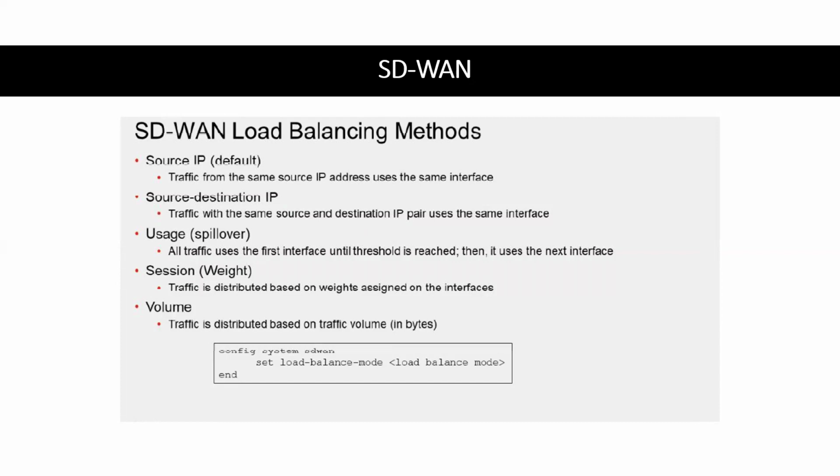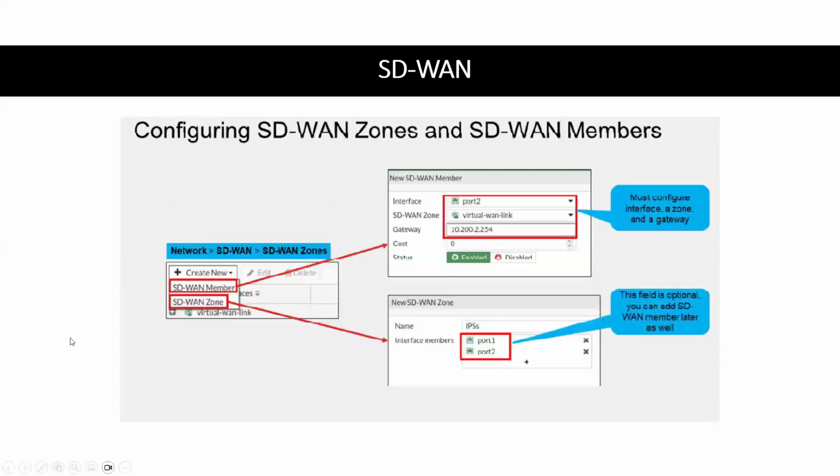Volume-based load balancing is basically traffic load balanced based on traffic volume in bytes. More traffic is sent to interfaces with higher volume ratios. Same as ECMP, we can go to config system SD-WAN and change the load balance mode using the command set load-balance-mode, and of course, we choose the load balance method. Very simple.